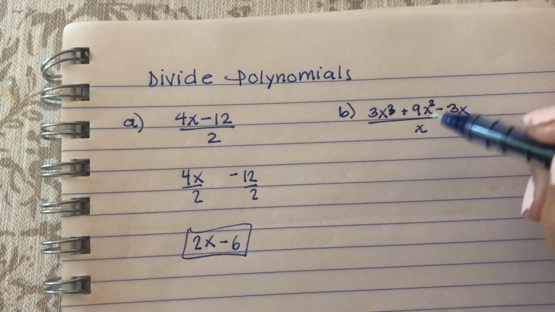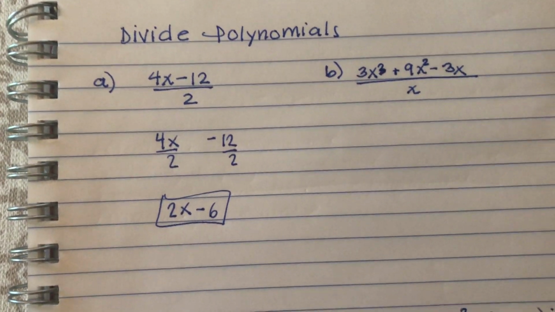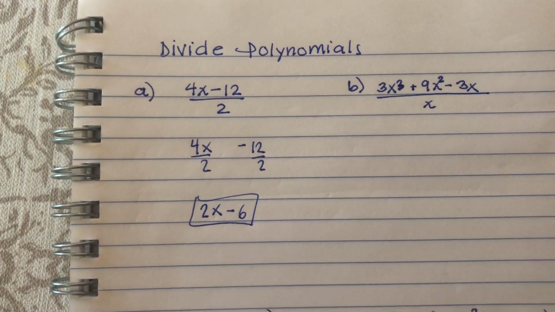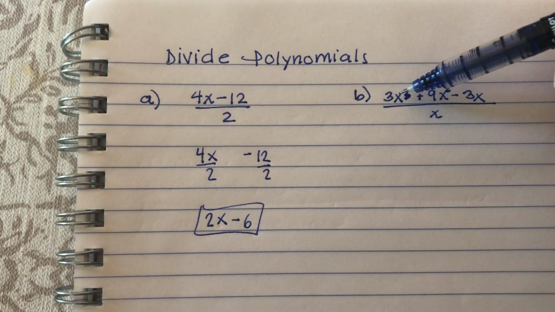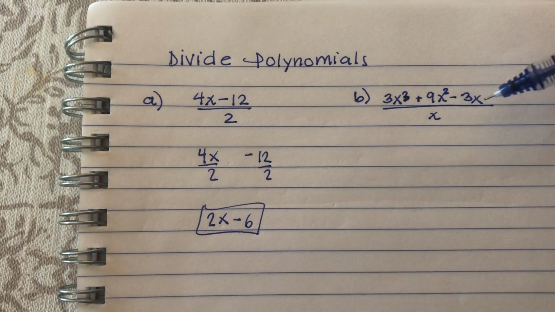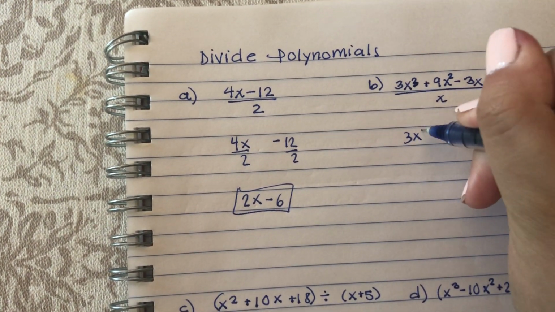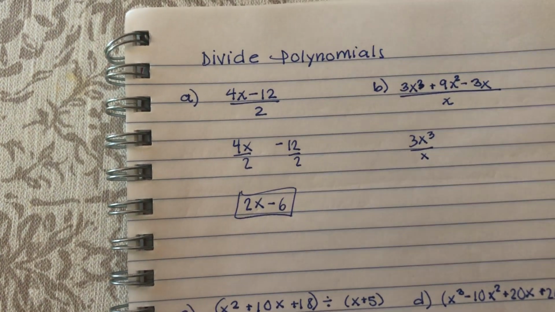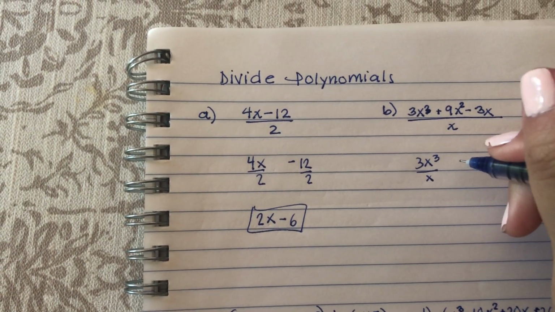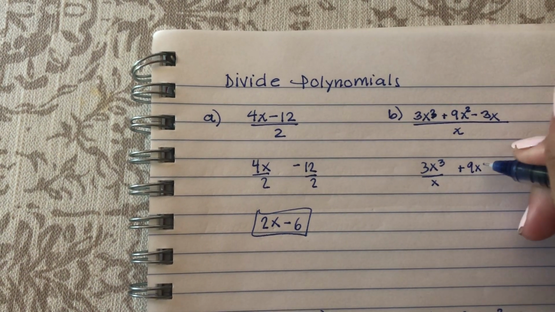Same thing here, you're just going to divide everything by x. Now if you remember from your exponent rules, when you divide exponents with the same base, they all do have the same base of x, so you just subtract the exponents. So I'm going to show you. I'm going to separate. Again, you don't have to show your separation. You can just divide each part by x automatically.